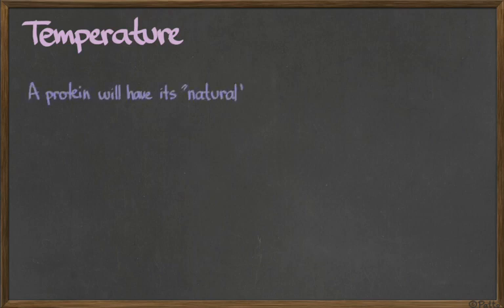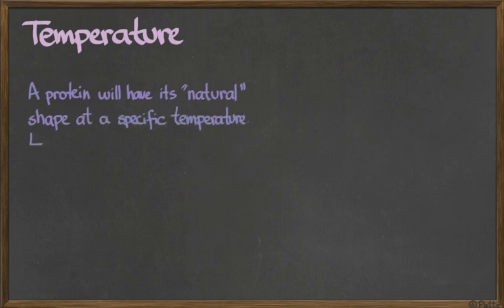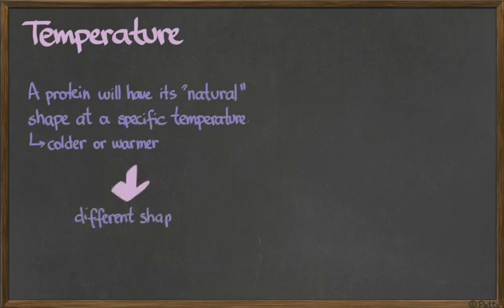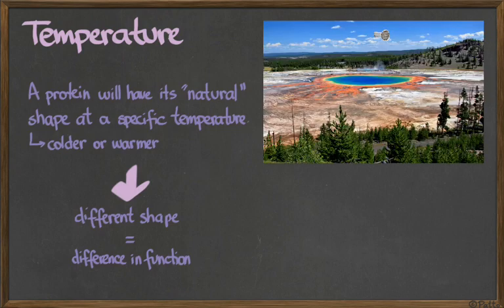They have the natural shape, the three-dimensional shape where they work better, and that has evolved to be that shape at a certain temperature. If the conditions get colder or warmer than the conditions where those proteins have evolved to be, then the protein gets different. It will have a different shape, and with a different shape it may have a different function. It may be a slightly different function, it may be a totally different function. So that's something that may happen.